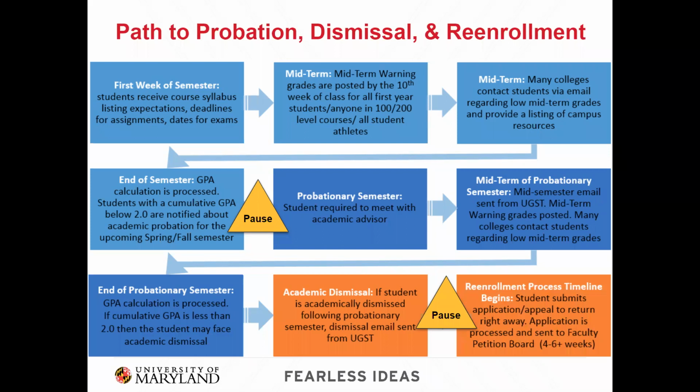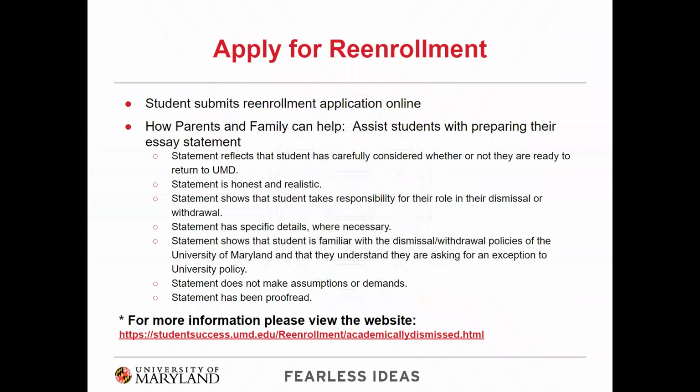If the student decides that re-enrollment is what they want to do, the student will need to submit an application or appeal right away. The application is processed and sent to the faculty petition board. This process can take 4 to 6 weeks. The student will submit the re-enrollment application online. Parents and families can help students through this process by assisting students with preparing their essay statement.